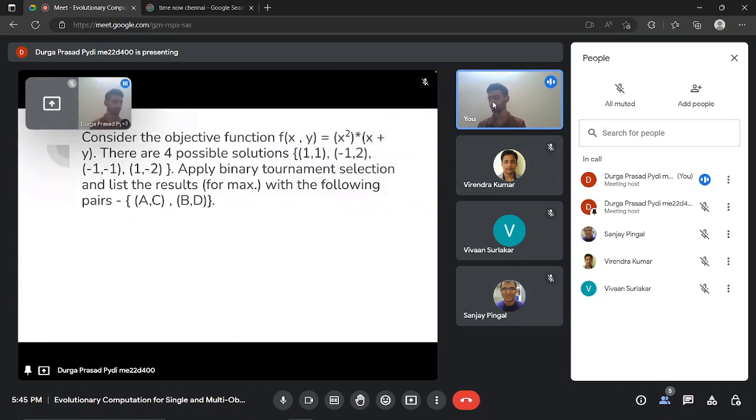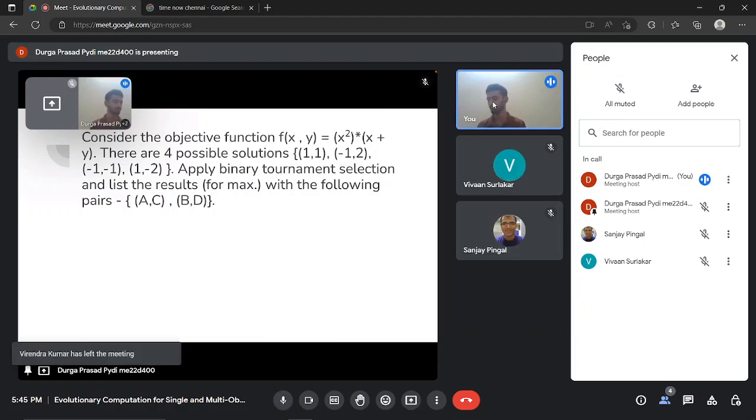Now consider this function f of x, y equal to x square into x plus y, and you know that these are the four possible solutions. In the sense, this is my population at that particular point of time. These four samples are present in my population, and my objective is to maximize this function.